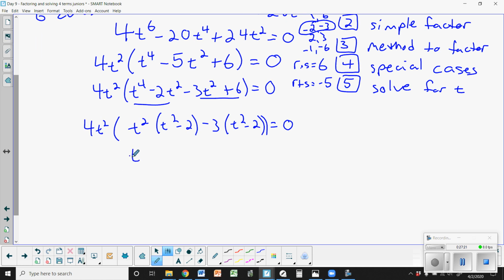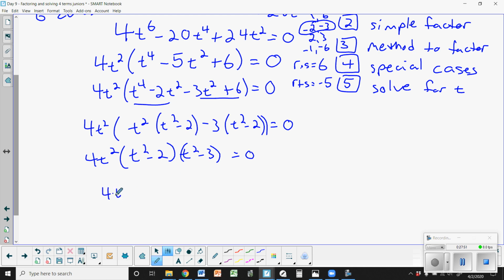So we have t squared minus 2. Oh, my 2's are getting sloppy there. Sorry about that. We have t squared minus 3. I have my t squared out front equals 0. So now, do we have a difference of squares here? No, 3 and 2 aren't perfect squares. This is just going to be as it is, so we can't factor anymore. So now we check special cases. Now we're going to solve for t.